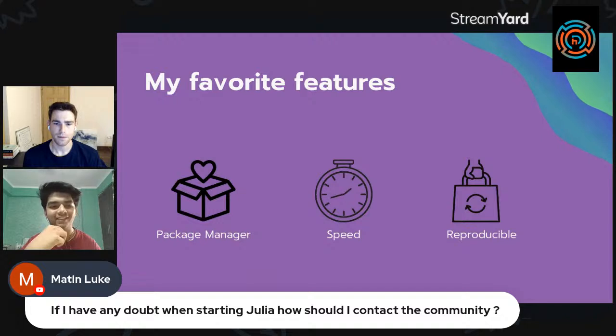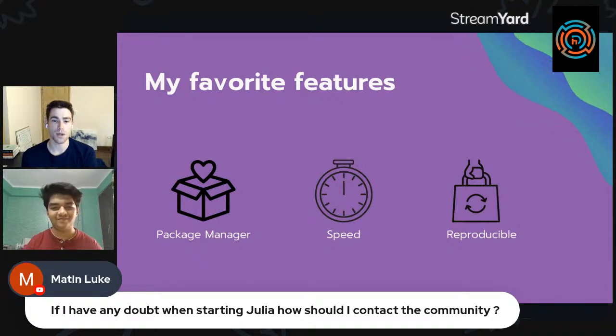Martin Luke is asking, if I have any doubt when starting Julia, how can I contact the community? Yeah, great question, Martin. There's a bunch of different ways. Stack Overflow is one. I think everyone knows the challenge with Stack Overflow. The moderators are evil, and everyone wants to downvote your question if you misspell a word. Those are the normal challenges of Stack Overflow. I don't have a fix for that.